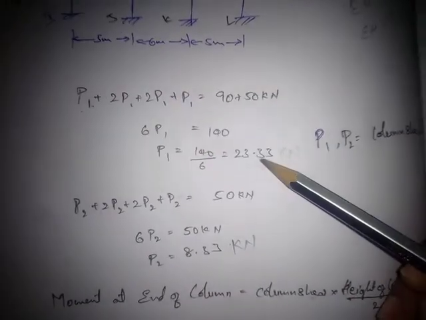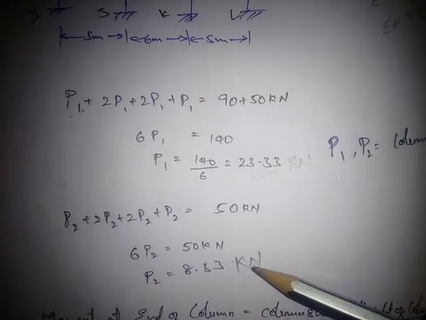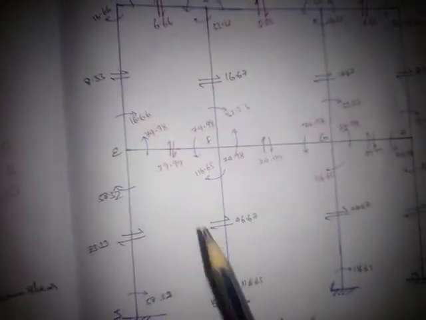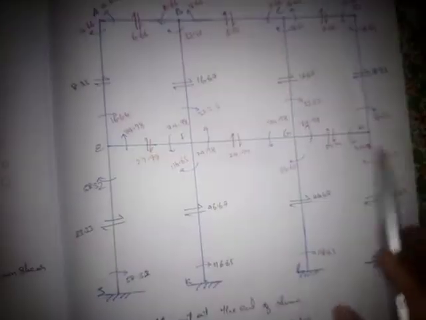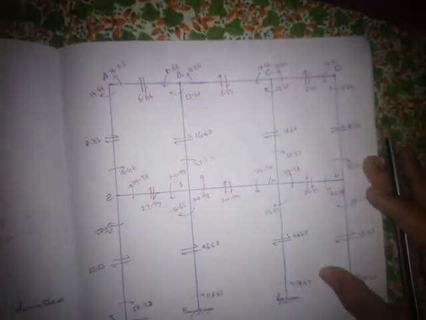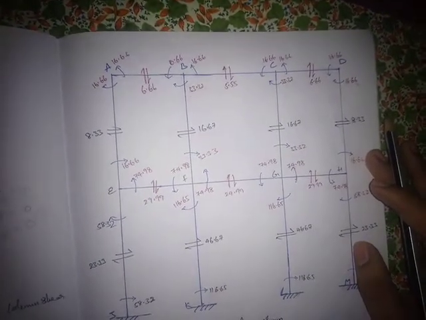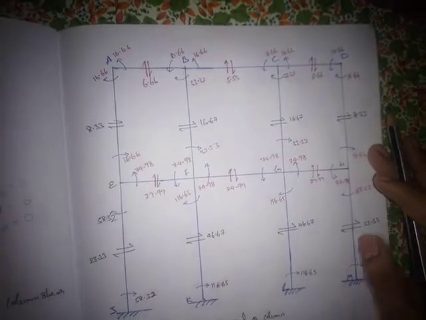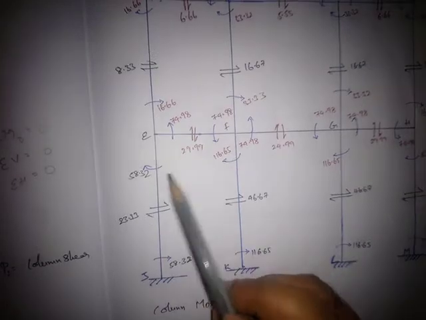We have already calculated the shears of columns: P1 is 23.33 and P2 is 8.33. For P1 we put 23.33 at the starting and ending columns, and at the intermediate columns we double the P1 value, that is 46.67. Similarly, for the upper story, it is 8.33 at the ends for P2, and at the internal columns it is 16.67. After calculating this, we are supposed to develop the moments.